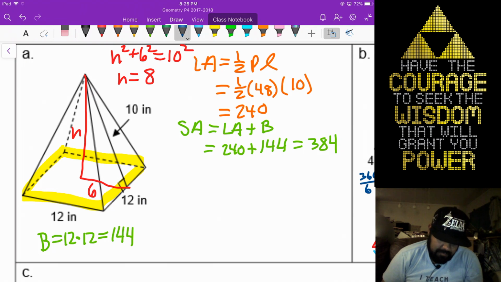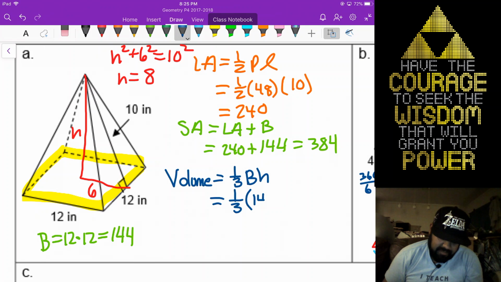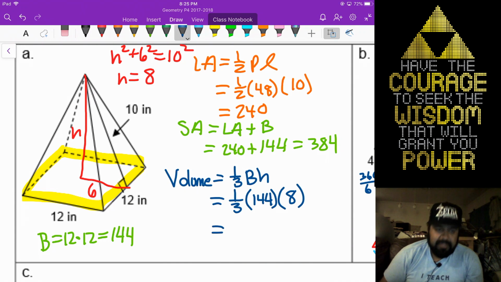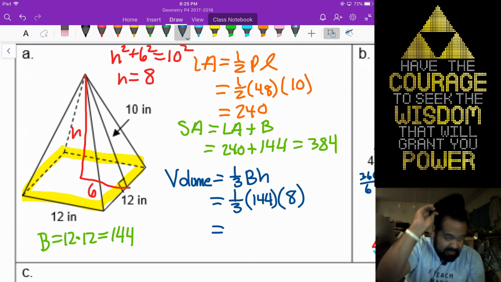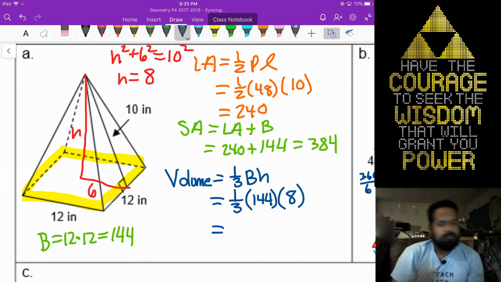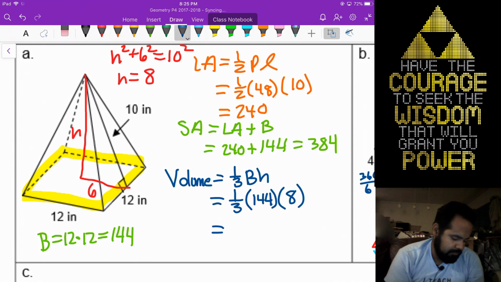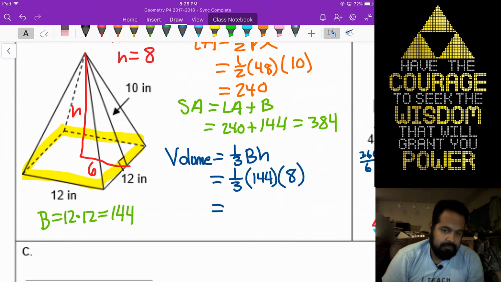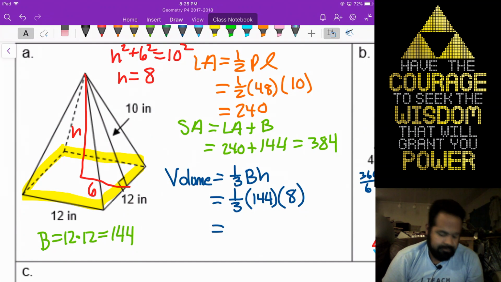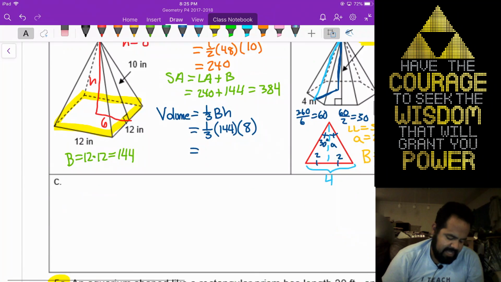Now for our volume is going to be 1/3 base area times the height. So that's 1/3 of 144 times 8. Now I'm no super genius, so I'm going to need Sam to do that in her calculator. And while she's doing that, I'm going to take a quick gander at letter C.